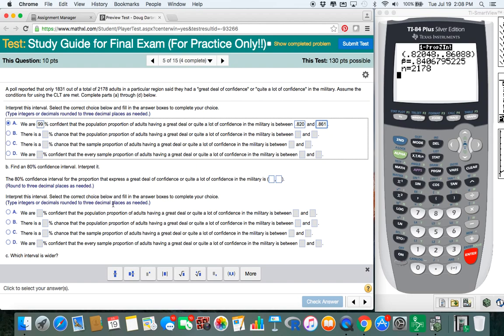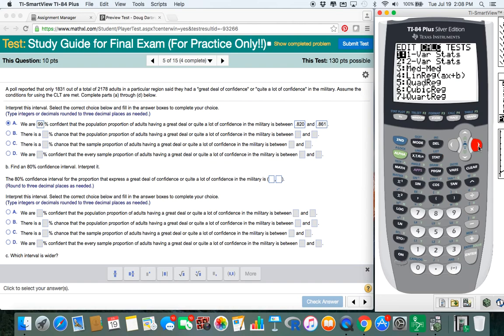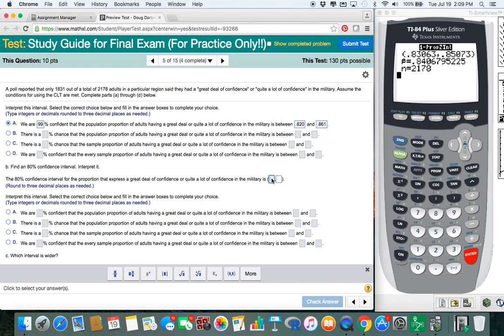Find an 80%. Well, guys, this is really simple. Once we've got the information in, scroll down to A again. All we need to change here is 80. Hit calculate and we get our answer. Alright, so the 80% left bound is, again, we go 3 places, right? 0.831 all the way up to 0.851.